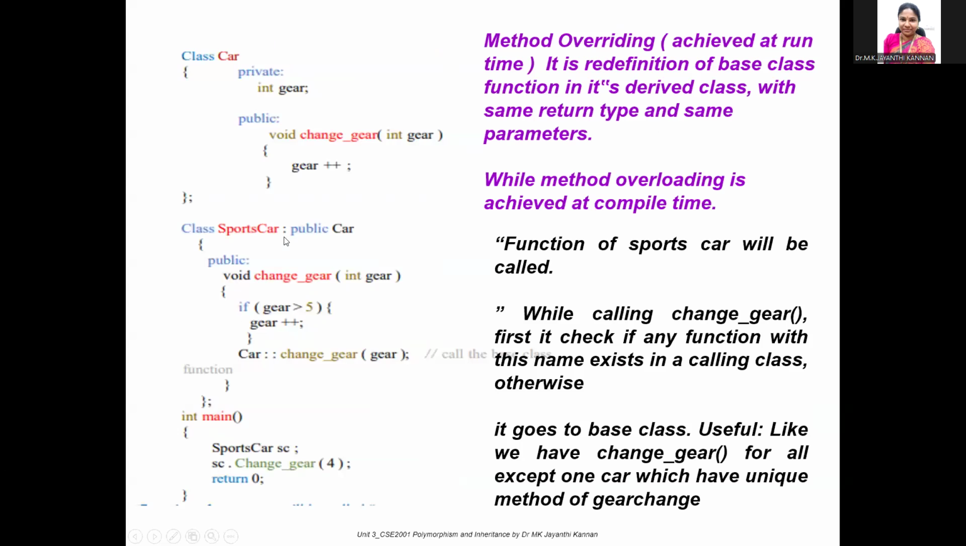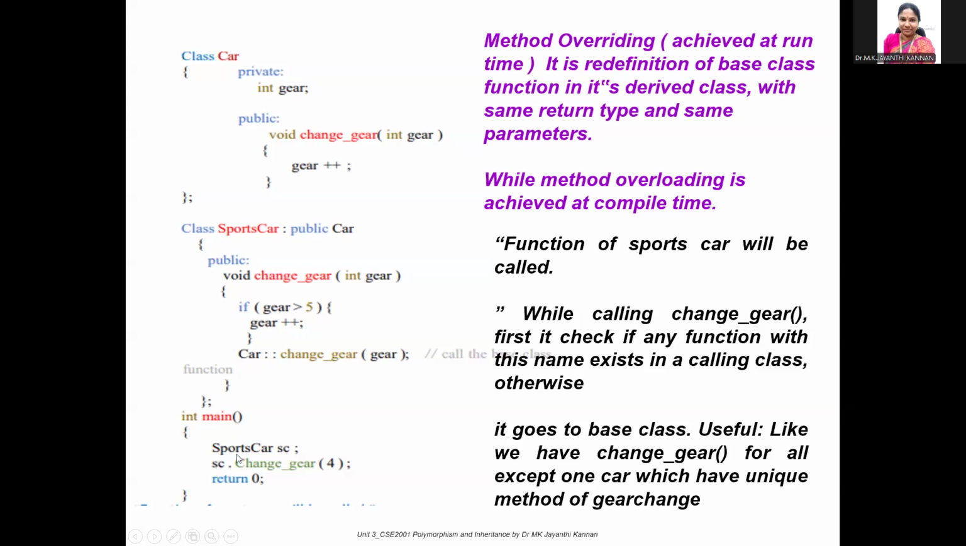So another example, a class called car, and another specialized class called sports car. It is derived from the base class car. So in the base class car we have change gear, and in the sports car also we have the change gear function. In the base class, car can have gear, changing gears. It may be 2 gears, 3 gears, but in the sports car, it can have a maximum of more than 5 gears. 1, 2, 3, 4, 5, reverse, and more than that.